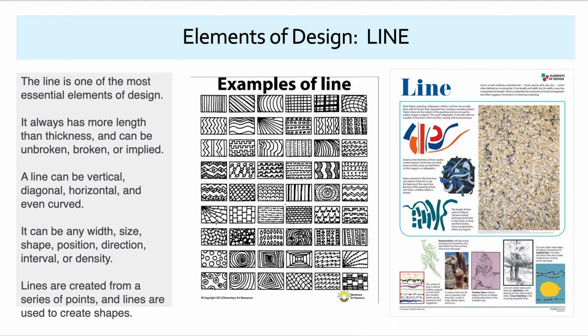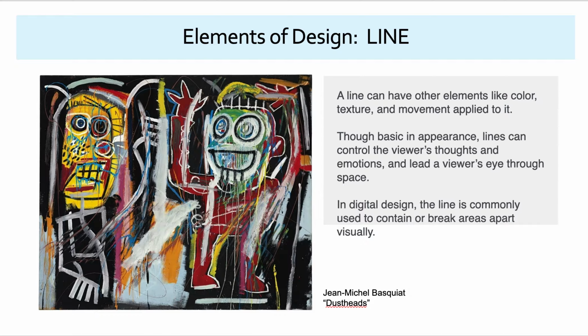Lines are essentially, like we talked about, created from a series of points. If you take a brush dipped in ink and put it down on the paper, you've created a point. Now drag it, and that's the motion, and that becomes your line. Over here on the right, there are even more examples. These are all lines. A line can have other elements. Lines aren't necessarily a single color, right? A line can have an other element like color or texture applied to it.